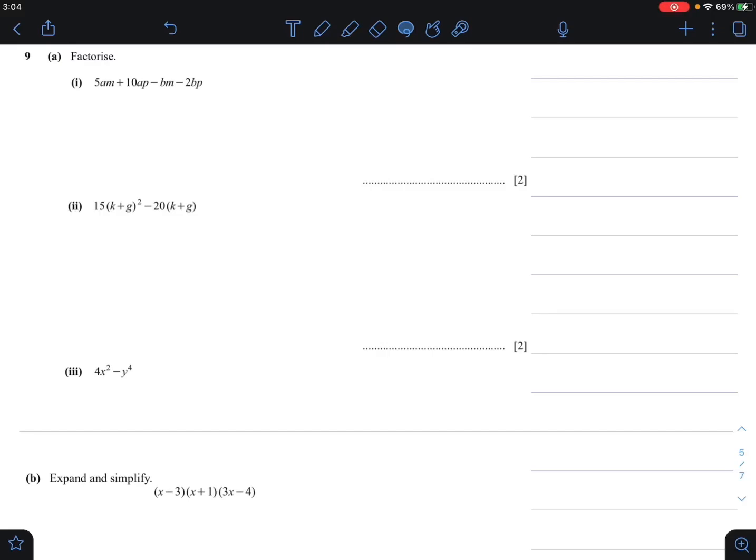Welcome to ANS Solver question 9 of this paper. So for part A, they are asking you to factorize the following. Now, for part A1, it is pretty straightforward.